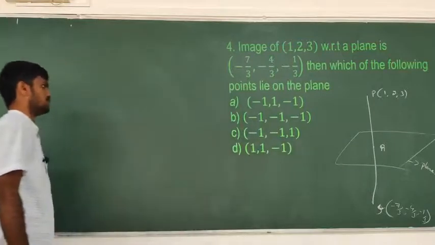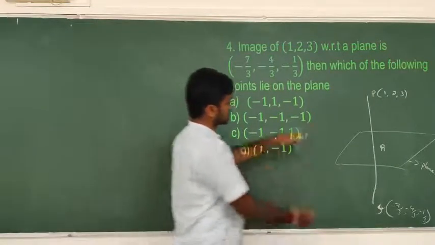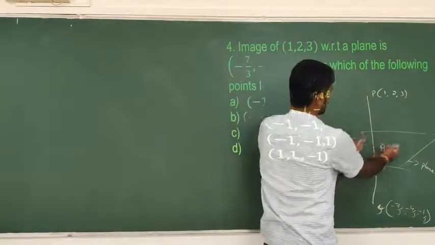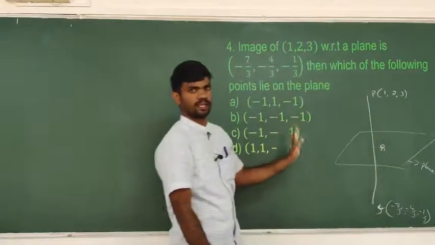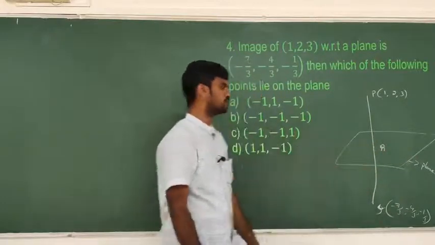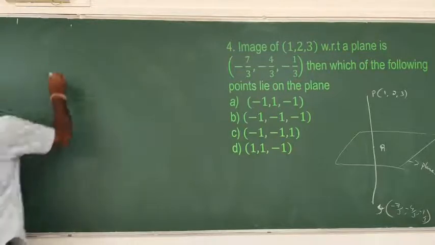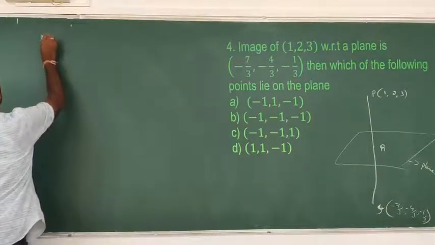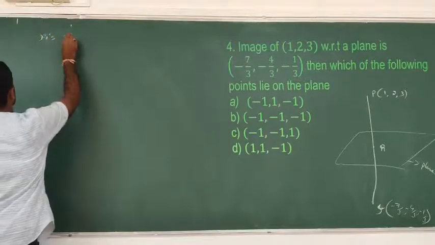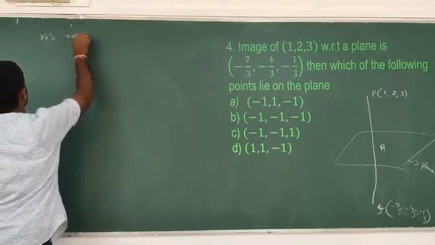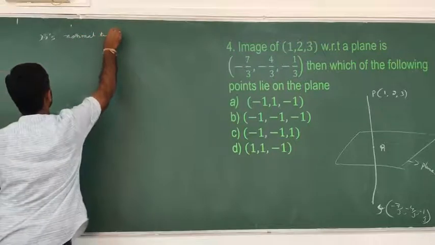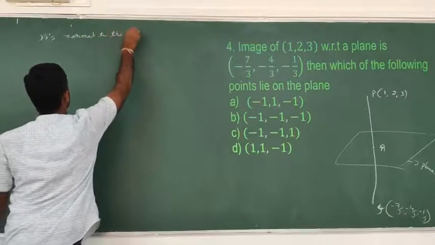So first, PR is perpendicular to the plane. So first find the direction ratios of the line PQ. So find the direction ratios normal to the plane.